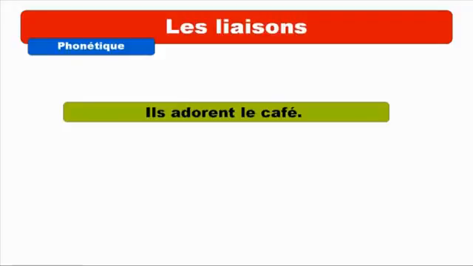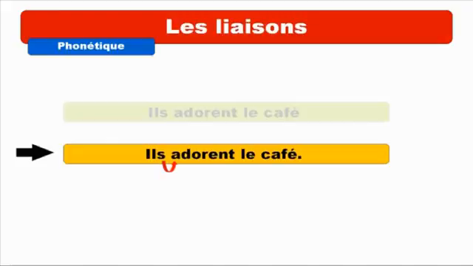So the idea of les liaisons is that if you get a simple sentence like this one, "Ils adorent le café," you could pronounce it with each word separately, like "ils adorent le café." But usually French people tend to make this link, as you see here, between "ils" and "adorent." The reason is that "adorent" starts with a vowel, and in this case it's possible to make this small link between the S and the A.